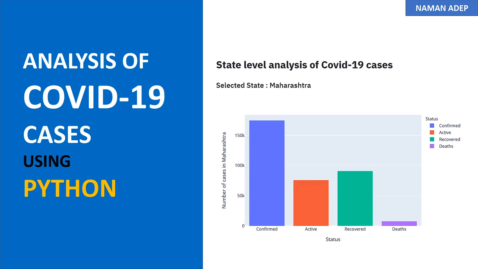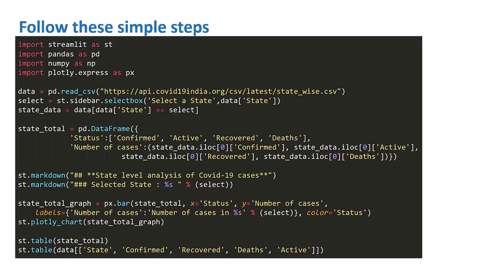Hello everyone, in this video we are going to analyze COVID-19 cases using Python. So what do I mean by analyzing COVID-19 cases? First of all, I will take my data which I have in CSV format and create a nice tabular format out of it, create some charts out of it and display it on a web page using a package known as Streamlit. So this is the code that we are going to use.